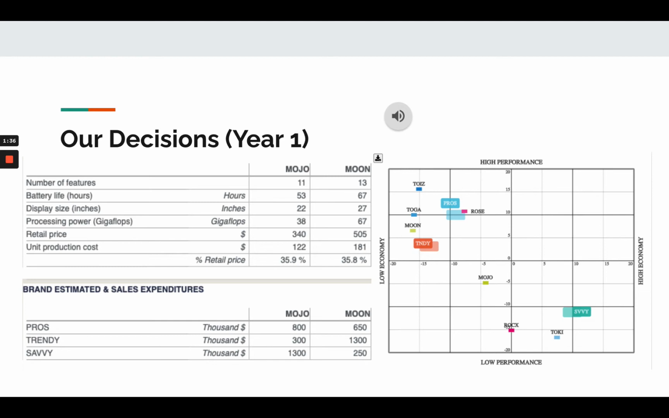For our sales and expenditures, we decided to give more importance to the segments of trendy and pros since those groups were the closest to Moon, while giving more importance to the savvy market for Mojo.